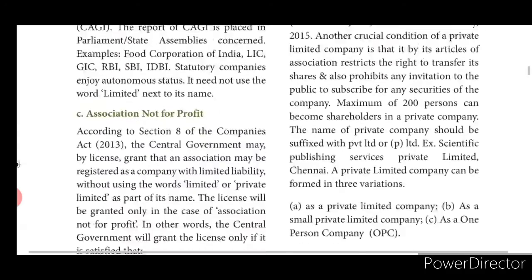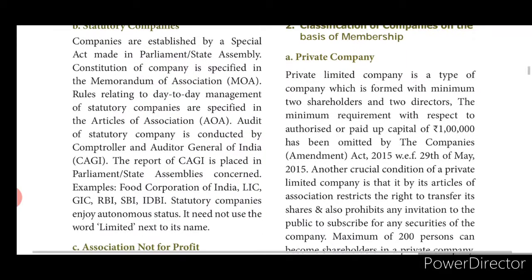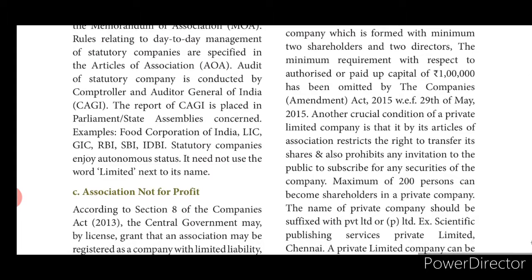So before we go to the next paragraph, I'll just explain this first. Private limited company is nothing but a type of company which is formed with a minimum of 2 members. Okay, the minimum members in a private company is 2 members. The maximum of a private limited company as of now is 200. Previously it was only 50, but now it is 200. So that is as per the amendment, according to 2015. Your maximum number in a private company is 200 persons.